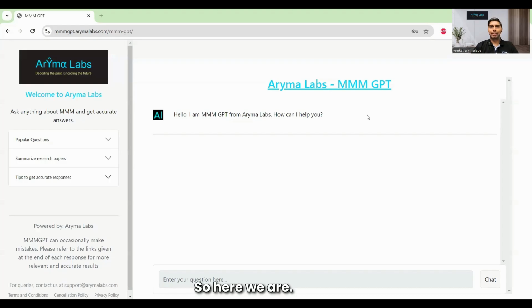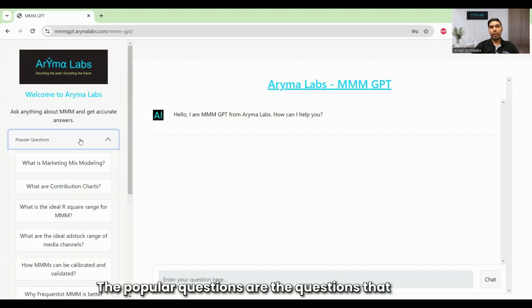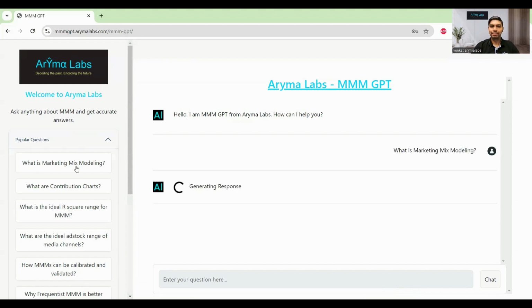So here we are. Here's the neat and sleek look of MMGPT. And on the left-hand side, you have the popular questions, summarized research papers, and tips to get accurate responses. Let me unpack each one of them for you. The popular questions are the questions that are most liked by our users. This is totally dependent on the user activity. So let's click on the first question that we have here.